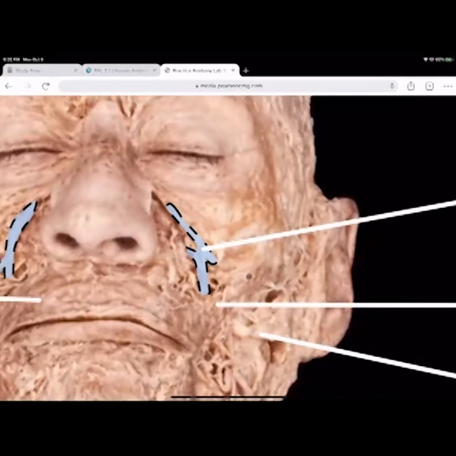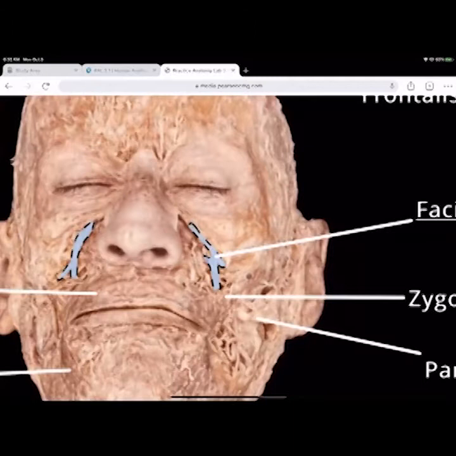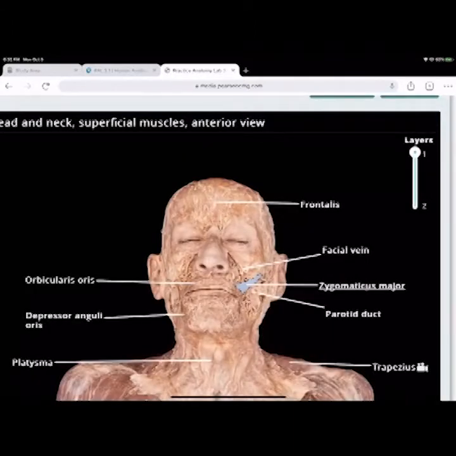Okay. Zygomaticus major connects the mouth or the lips to the zygomatic bone. That's your cheekbone. Okay. There's a zygomaticus major and a zygomaticus minor. Okay. The major is below the zygomaticus minor when you look at it.